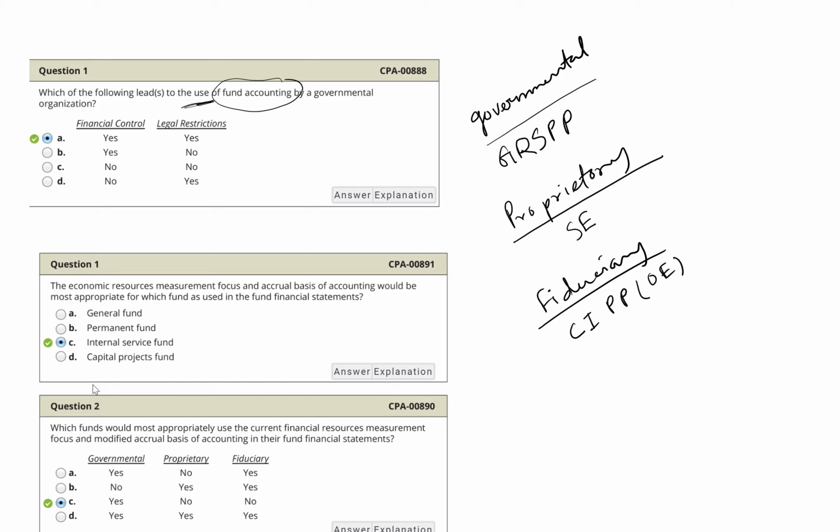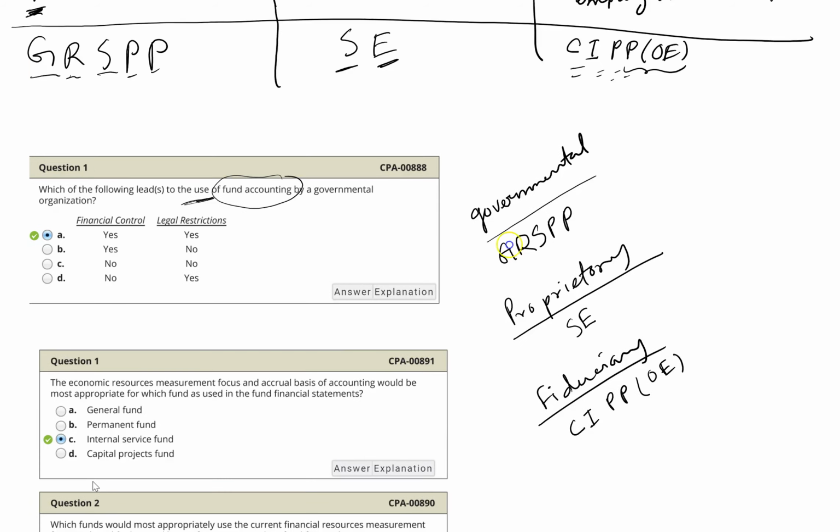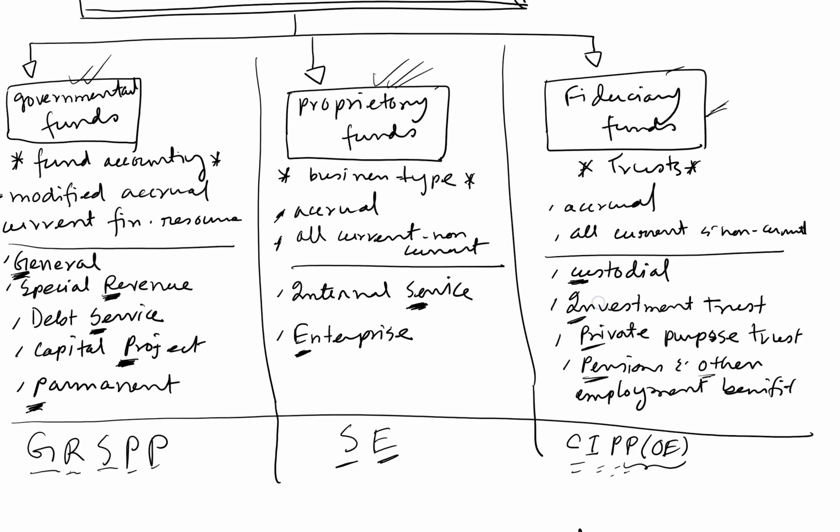Now let's focus on Unit 2 of your CPA prep material, and basically we discussed already all of those concepts that cover the fund structure, different types of funds, and of course fund accounting. So far we learned all those governmental funds and all those tips that you can use to remember them: GRSPP, proprietary fund SE, GRAPS C, and then fiduciary fund CIPPOE.